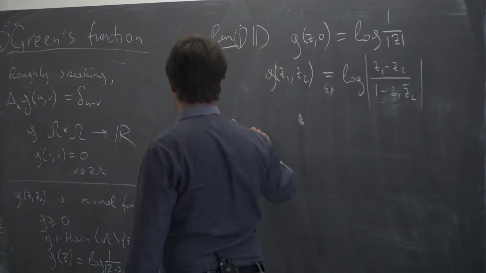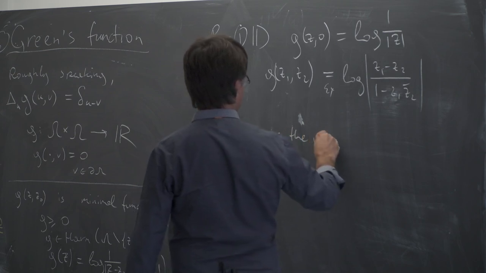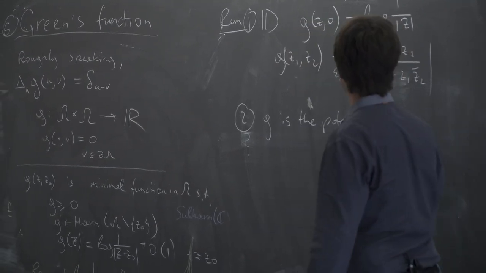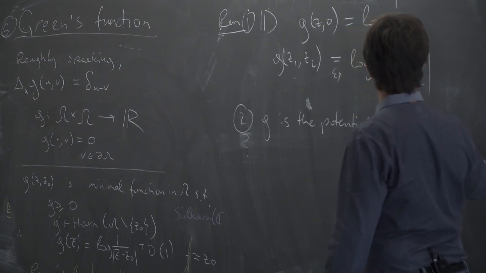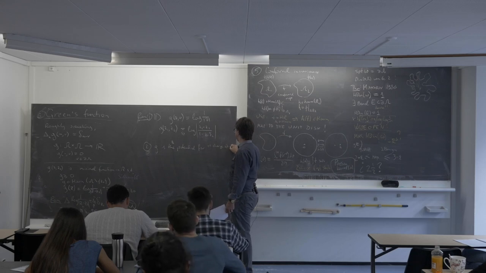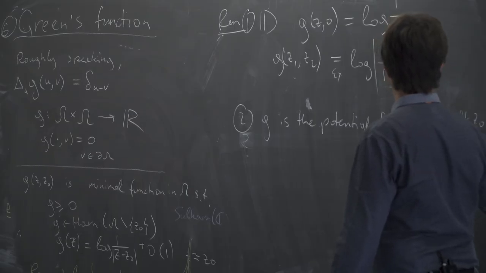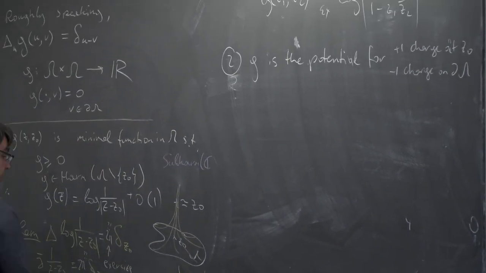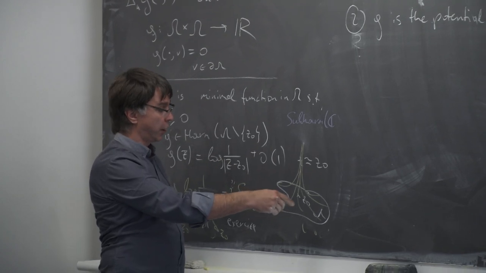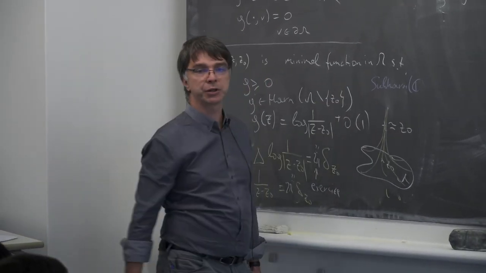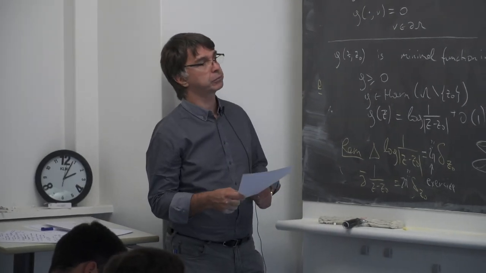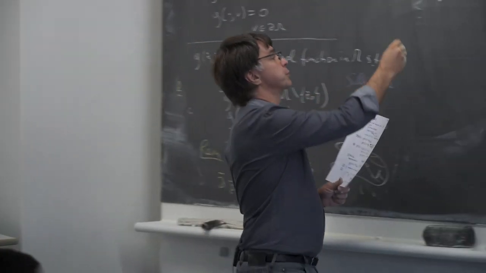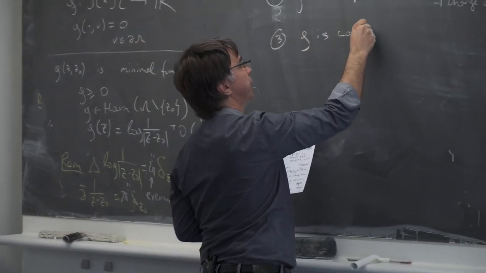The second remark is that G is the potential for that physics problem we discussed, for plus 1 charge at z0 and minus 1 charge on the boundary. The potential should be identically the same on the boundary, because I said that the boundary is conducting, so charges are free to move around it. Now I set it to be equal to 0 there, and then that will be the potential. Okay, of course, the third one is that G is conformally invariant.